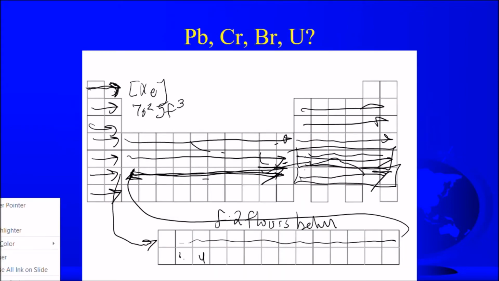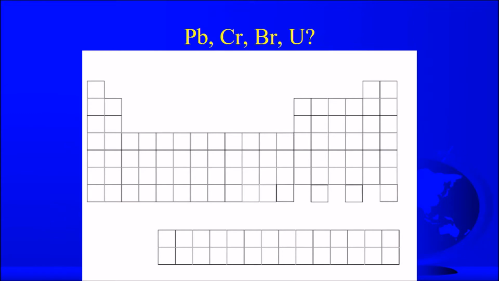Okay, so let's practice some of these before we leave. Lead is right here, I think. Yeah. So what you want to do, lead is number 82. What is the noble gas that is closest to number 82, but not beyond it? Xenon. So you put down xenon. Xenon is right here, and then you continue from there.